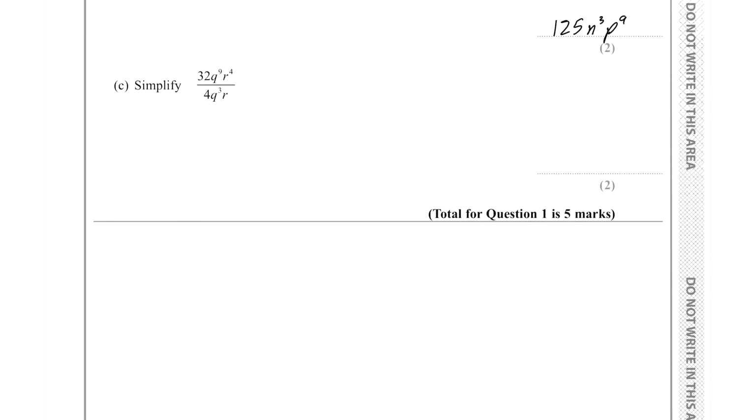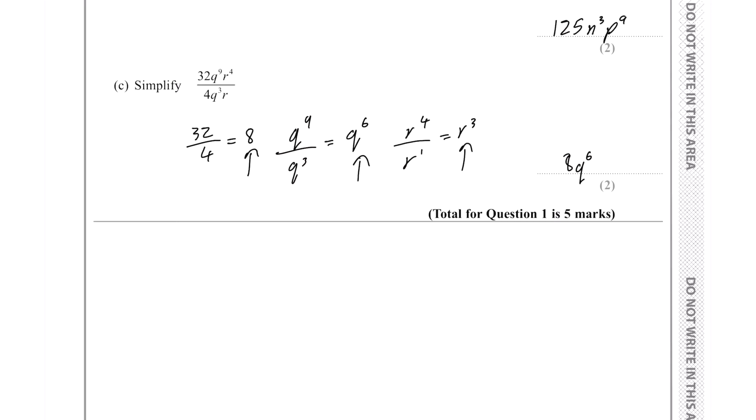So the next one, we have a fraction. So we can take this step by step. We can start on the left, so that's 32 over 4. That becomes 8. Then we have q to the power of 9 divided by q to the power of 3. When you divide indices, you subtract them, so 9 minus 3 is 6. And finally, we have r to the power of 4 over r. That's the same as writing r to the power of 1. So 4 minus 1 becomes 3. So the final answer then becomes 8 from there, the q from there to the power of 6, and r from there to the power of 3.